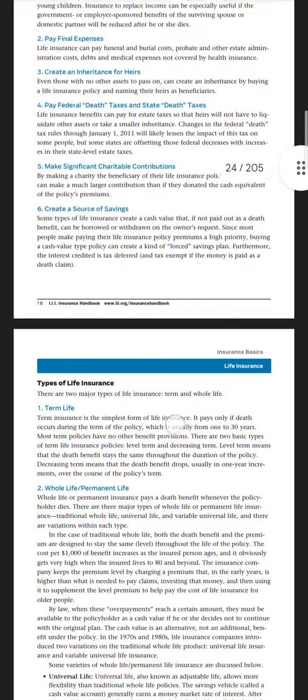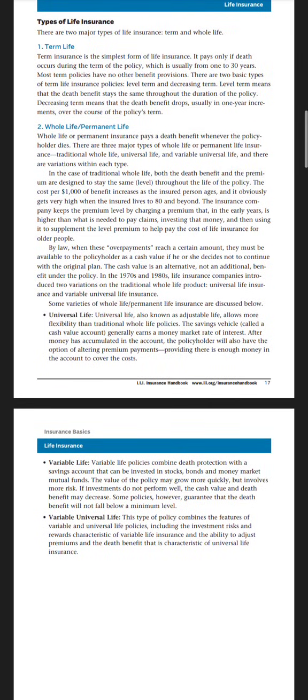Types of insurance. There are two major types of life insurance: term and whole life. Term life. Term insurance is the simplest form of life insurance. It pays only if death occurs during the term of the policy, which is usually from 1 to 30 years. Most term policies have no other benefit provisions. There are two basic types of term life insurance policies: level term and decreasing term. Level term means that the death benefit stays the same throughout the duration of the policy. Decreasing term means that the death benefit drops, usually in 1-year increments, over the course of the policy's term.